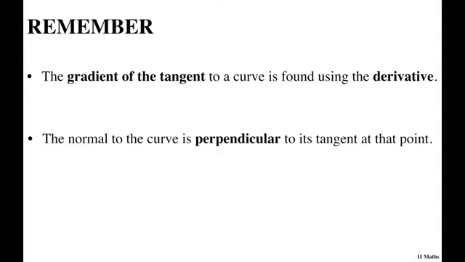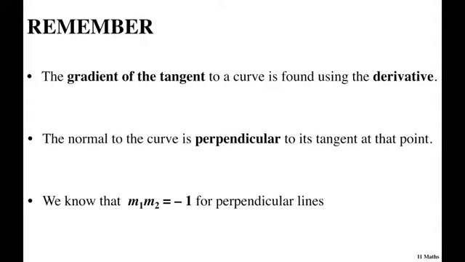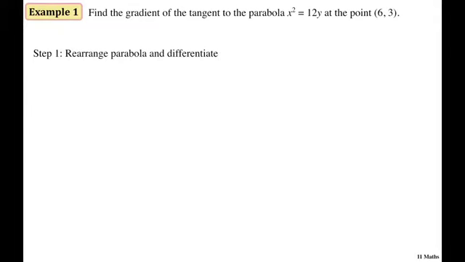The second thing is that a normal is perpendicular to a tangent. So the normal and the tangent are at right angles to each other, and the gradient of a normal and a tangent will multiply together to give -1. The two gradients have a product of -1 for perpendicular lines. So let's get into our first example.